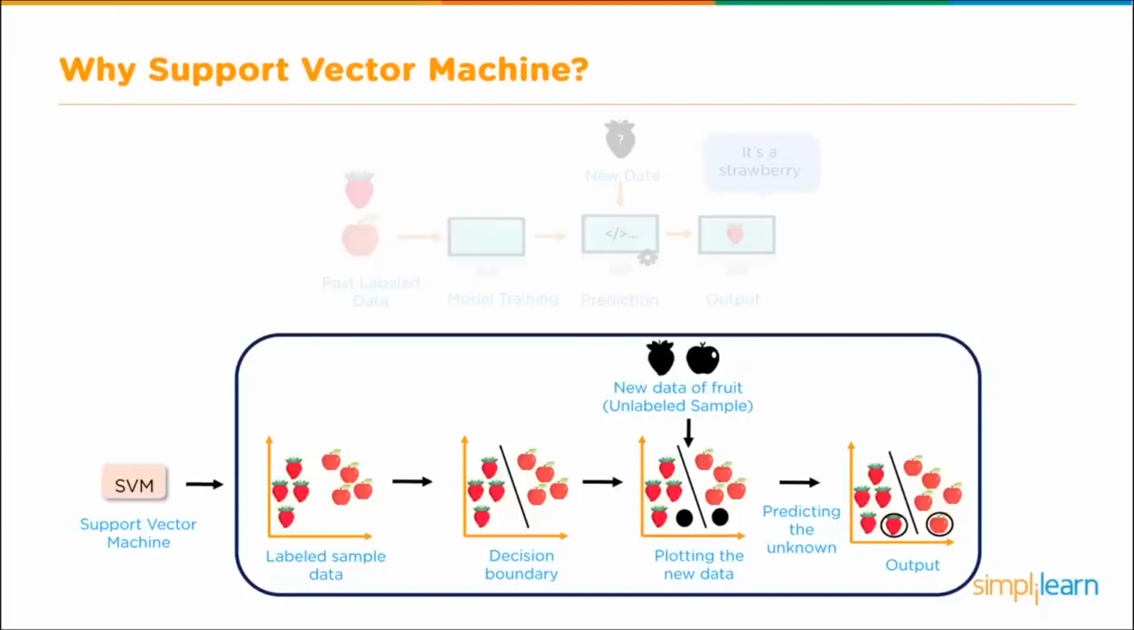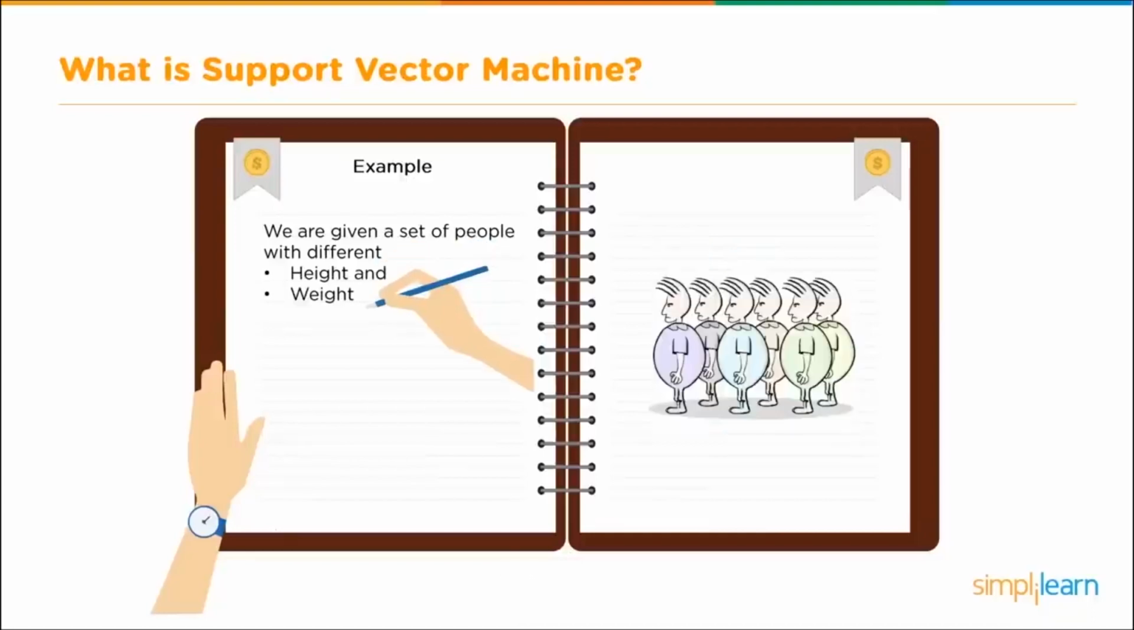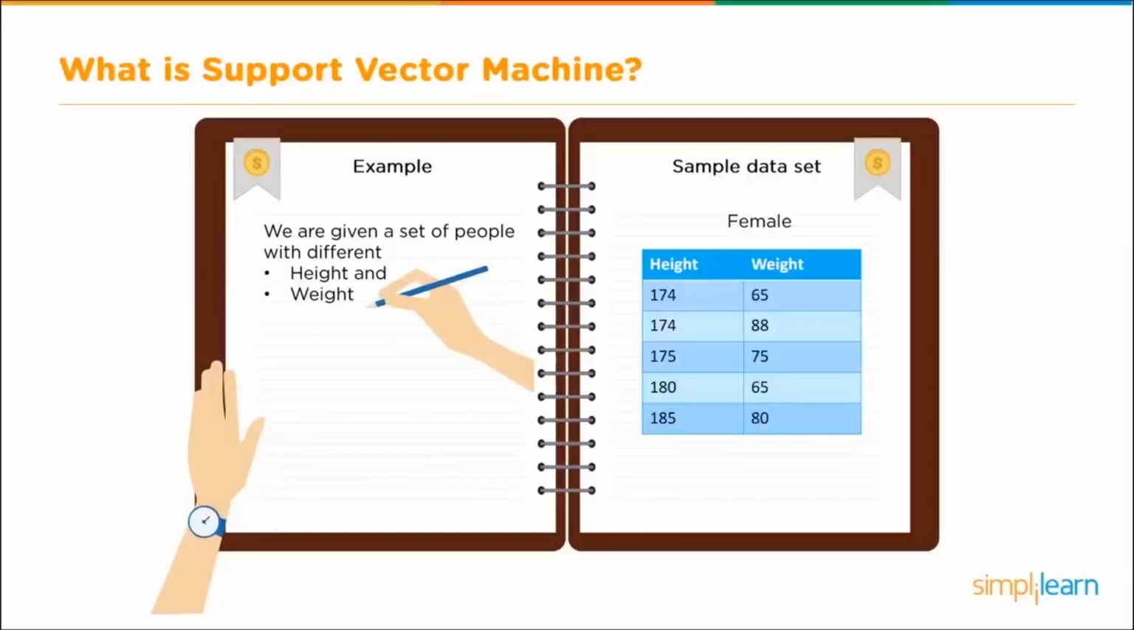As colorful and tasty as the fruit example is, let's take a look at another example with some numbers involved, and we can take a closer look at how the math works. In this example, we're going to be classifying men and women, and we're going to start with a set of people with different heights and different weights. To make this work, we'll have to have a sample data set of female, where you have their height and weight, 174, 65, 174, 88, and so on. And we'll need a sample data set of the male. They have a height 179, 90, 180, 80, and so on.